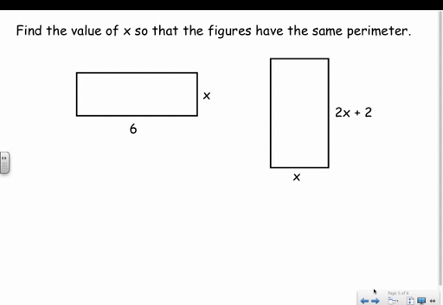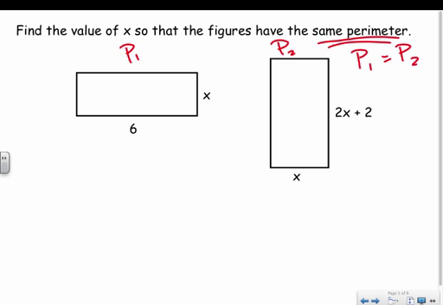Lastly, you might have to use some knowledge to set up an equation before you solve. So for example, here it says find the value of x so that the figures have the same perimeter. Well, here's our key, same perimeter. So if this is the perimeter of the first shape and this is the perimeter of the second shape, I want to set those two equal, right? They have the same perimeter.